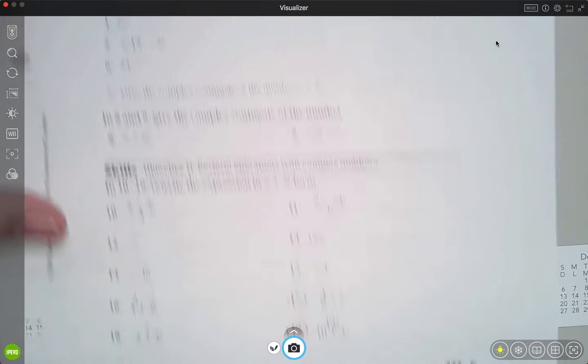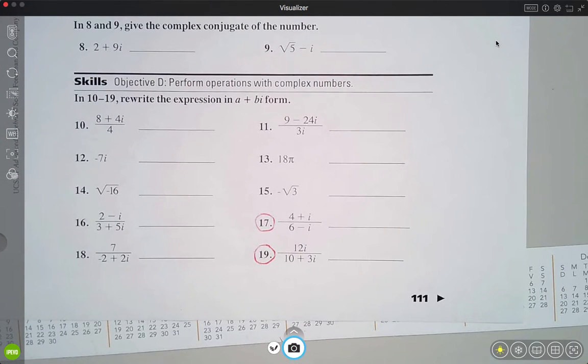So on the front side here, I'm going to go down to the bottom here. I'm going to do both 17 and 19. So 17 and 19, we are asked to rewrite the expression into a plus bi form, or in other words, we're just asked to simplify it.